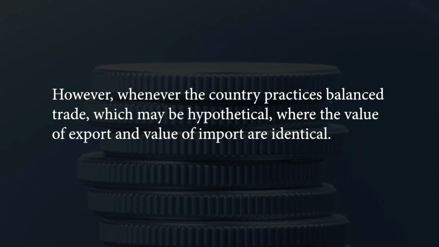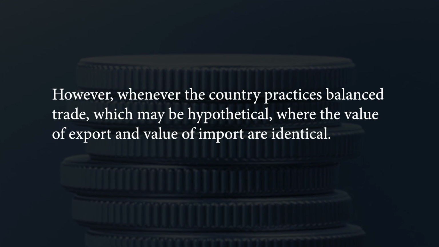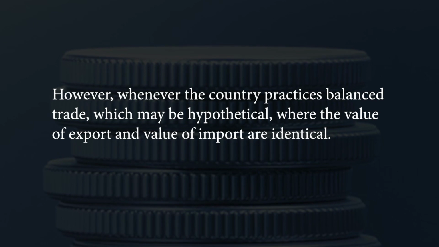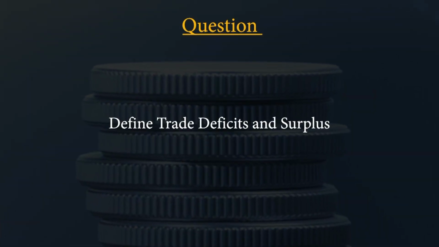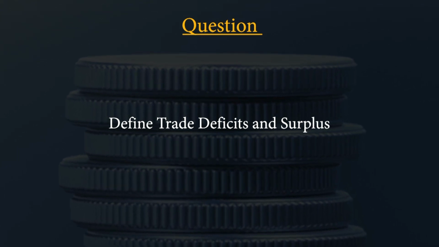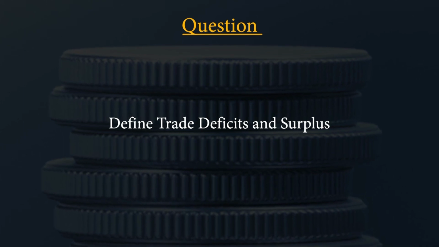However, whenever a country practices balanced trade, which may be hypothetical, the value of exports and the value of imports are identical. So we can ask a question: define trade deficit and surplus. By trade deficit we mean that imports exceed exports, and by trade surplus we mean that exports exceed imports, and thereby we can see the balance of trade balances itself in the external market.